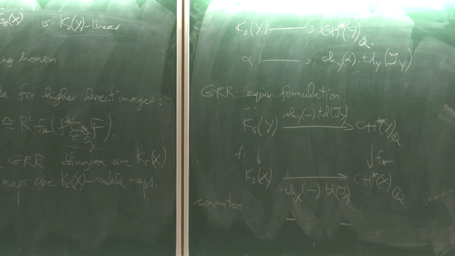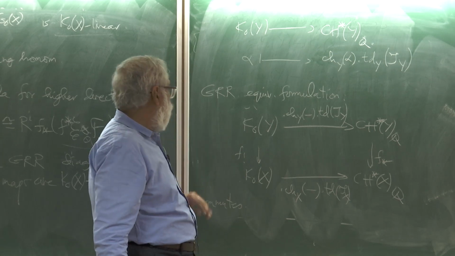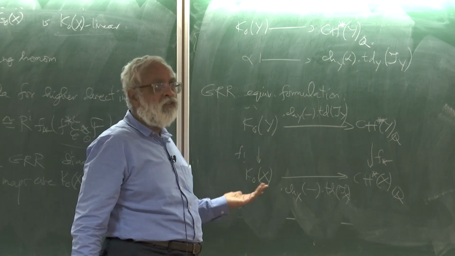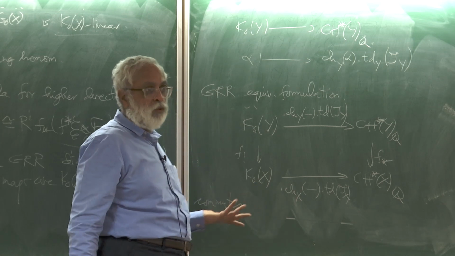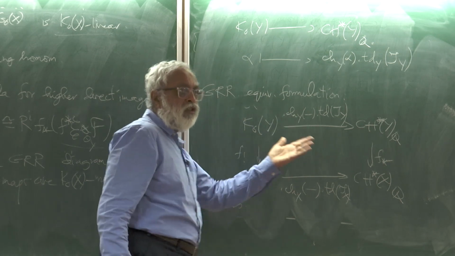You lost the ring property, but you still have the module property. And as K naught X module, yes, all the maps are K naught X linear, and the diagram commutes. And then automatically it's a commutative diagram in the category of modules. Okay, so of course, there are two formulations.